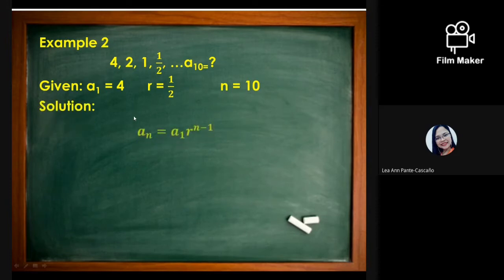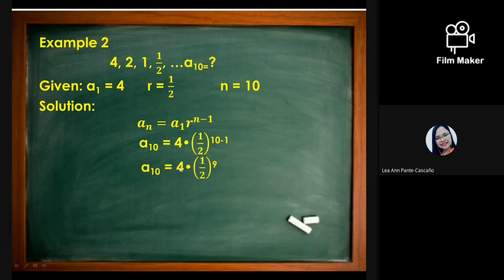So for the solution, you write first the formula a sub n equal to a sub 1 times the common ratio raised to n minus 1. A sub 10 equal to, first term is 4, common ratio is 1/2, then raised to 10 minus 1. Simplify first the exponent. Subtract first the exponent. So we have now 4 times 1/2, 10 minus 1 is 9.